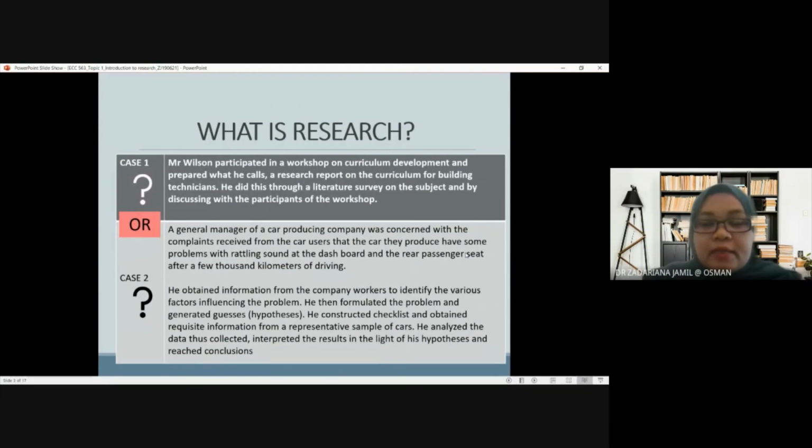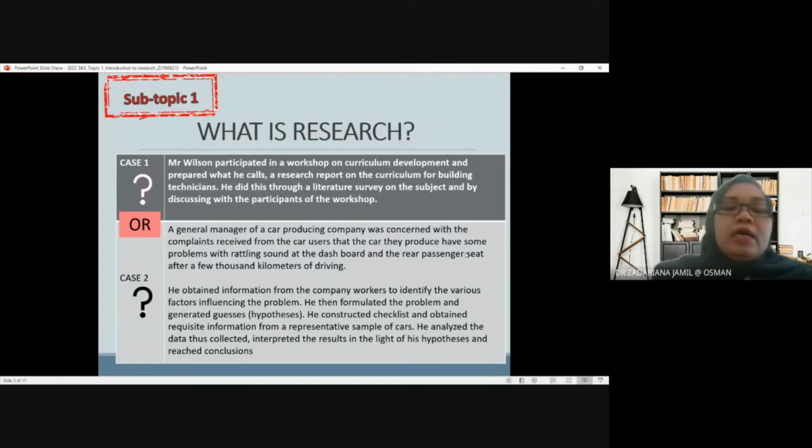Let's look at the first subtopic, which is what is research. If you are talking about research, what is in your mind? What is research? So now let's look at case 1 and also case 2.